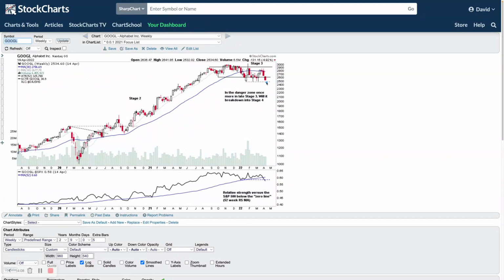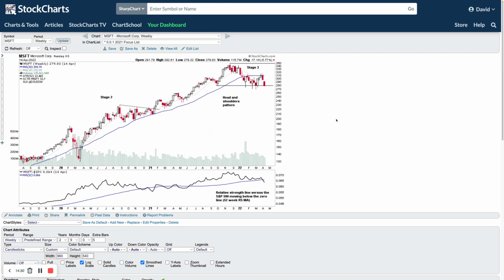However, as we know, you can also just as easily break down and move into stage 4. So it's what we call the pivotal point. This area in here is the pivotal focus in the next week. So 2,500 kind of range on Google.